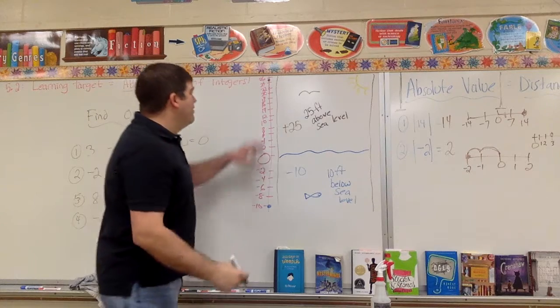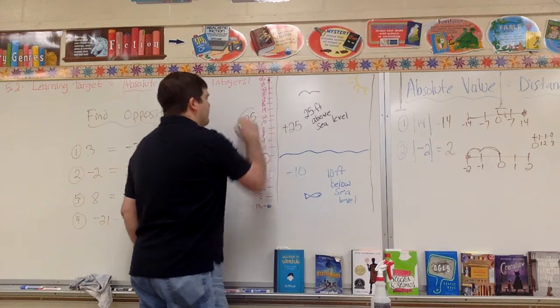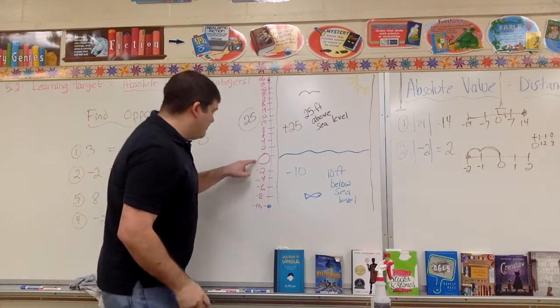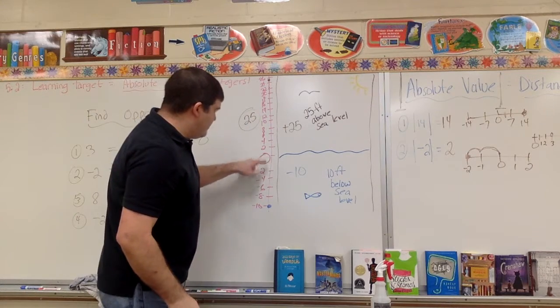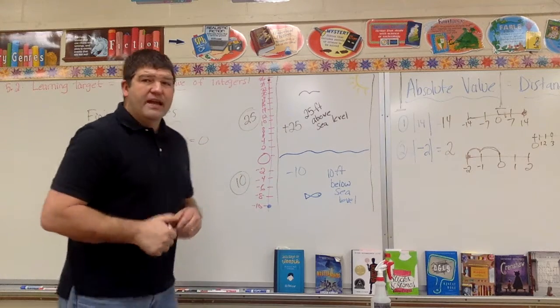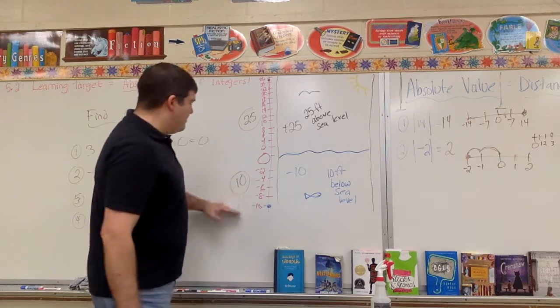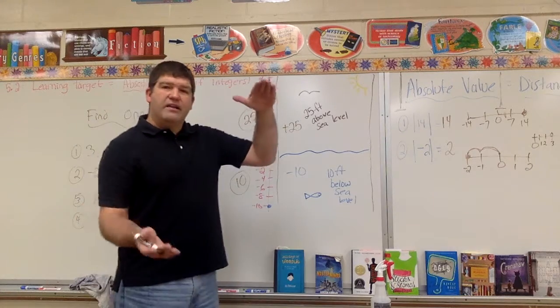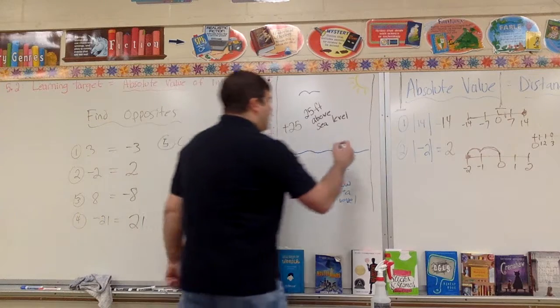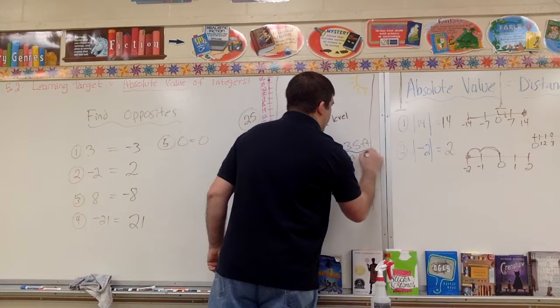So the absolute value of this from 25 to 0, the absolute value is 25. The absolute value of this from 0 to negative 10 is 10 spots. So now I just add my absolute values up. So from here to here is 25 and here to here is 10. So how far in distance are they? They are 35 feet apart.